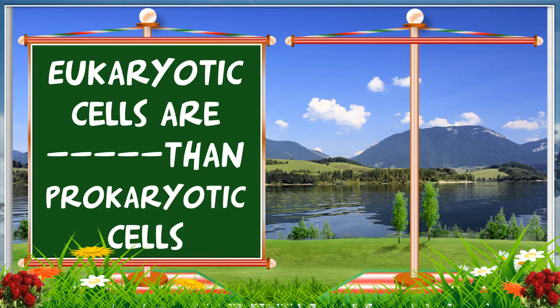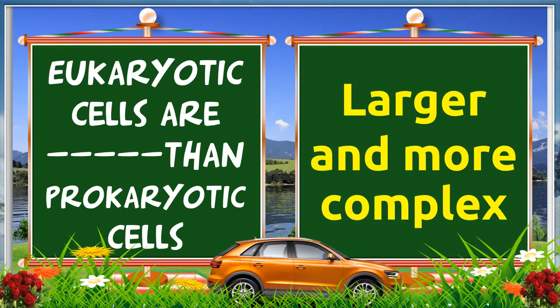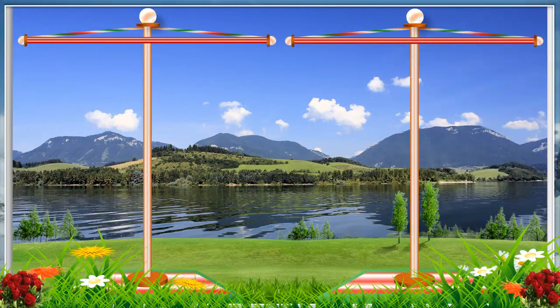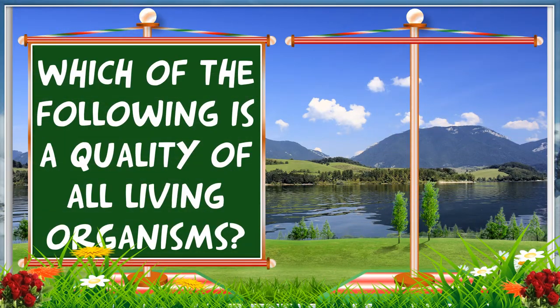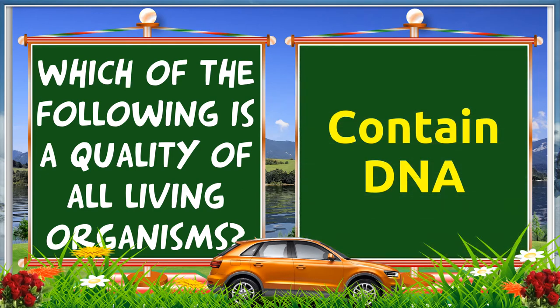Eukaryotic cells are dash than prokaryotic cells. Larger and more complex. Which of the following is a quality of all living organisms? Contain DNA.